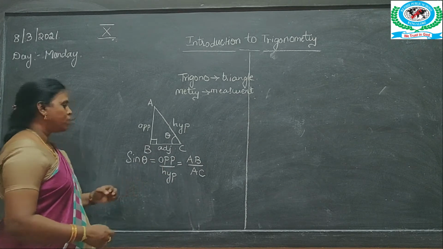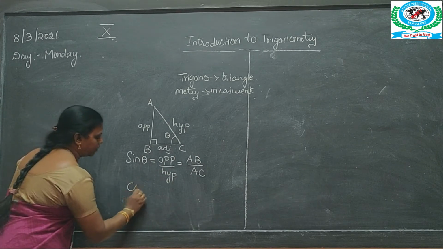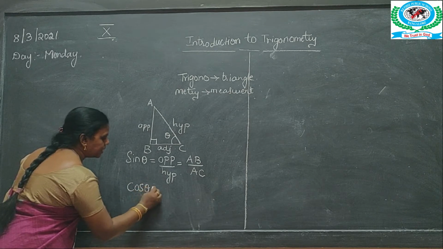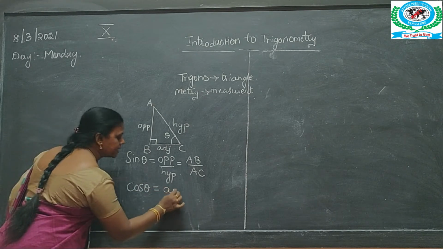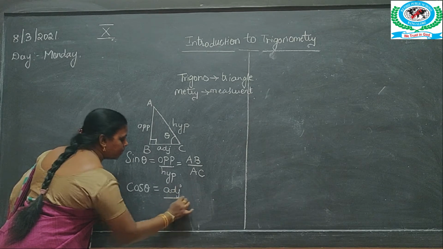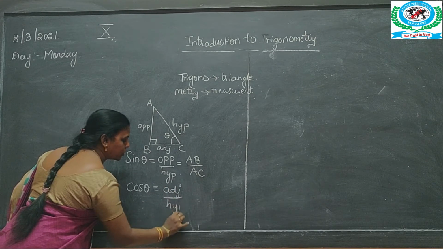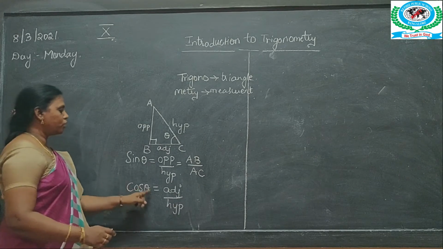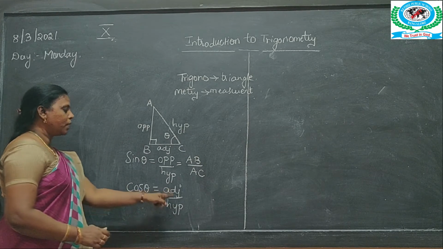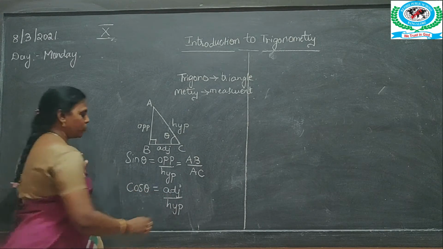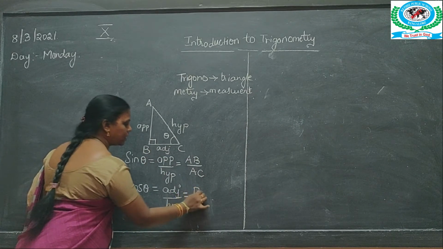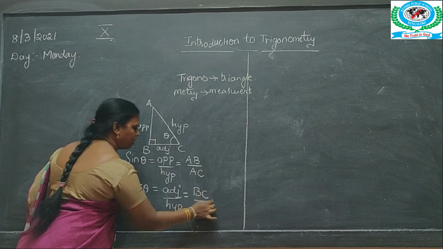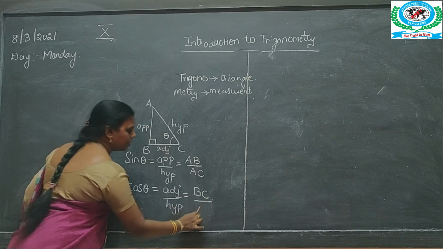Next we will see what cos of theta is. Cos of theta will be equal to adjacent divided by hypotenuse. The adjacent side is BC and the hypotenuse is AC.